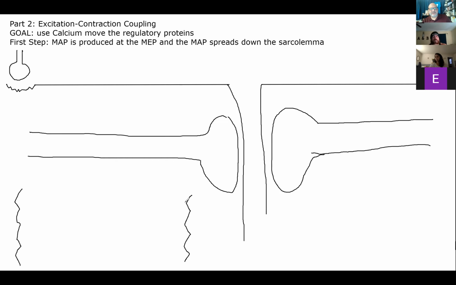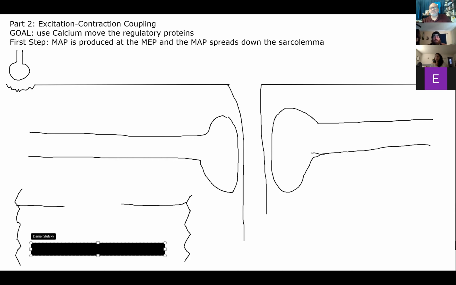That, of course, has a Z disc. That, of course, has our actin filaments. And I'm just going to draw a couple of them. And then we also know that thick myosin filament is here. That has those heads that want to interact with our actin.